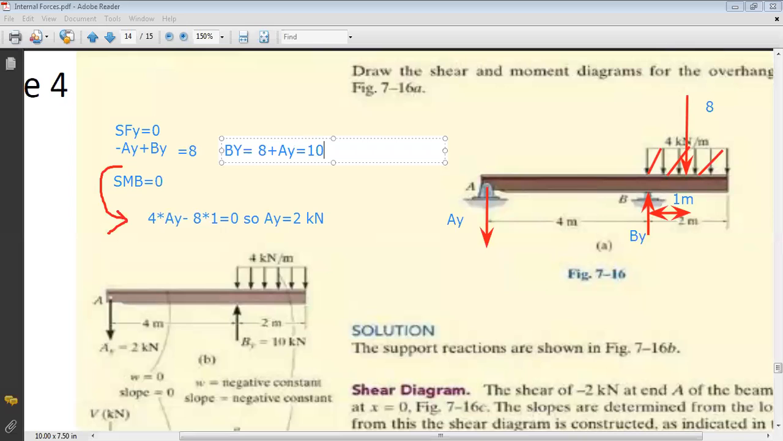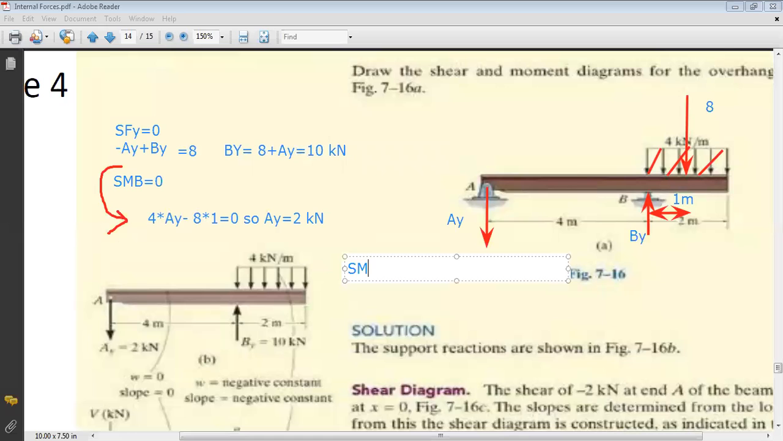Now always verify your reactions, because if your reactions are wrong, the whole numbers for the problem will be wrong. This is how you can verify, for example, your reactions. You can try to do sum of moments about A to see if you will get 0. If you have a calculation error for by, you will not get sum of moments about A equals 0. So let us try it for verification.